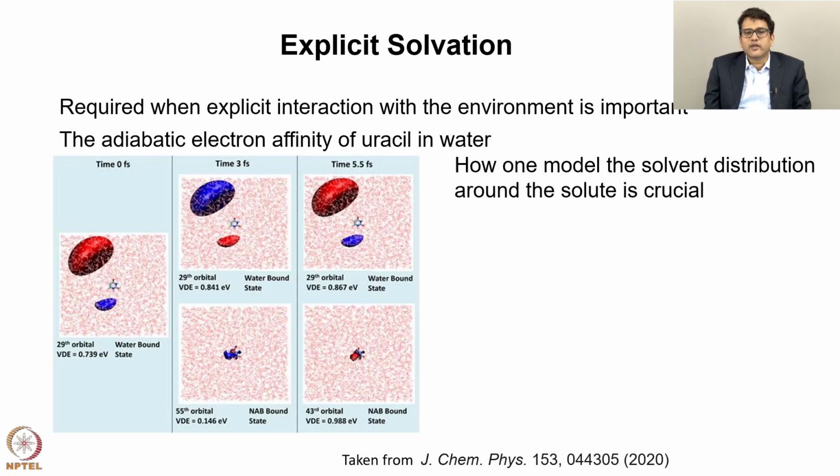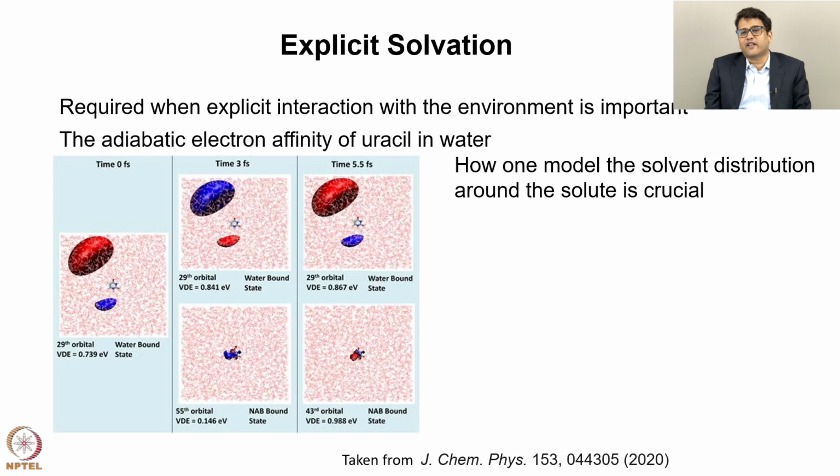Now in this case, because I am dealing with an anion, there is very strong hydrogen bonding of the anion with the surrounding water molecules. Not in the case of uracil, but in the case of certain nucleobases, there can be a proton transfer. Proton transfer from water is very unlikely, but if you have other solvents, like amino acids surrounding the nucleobases, there can be a proton transfer from the amino acid to the nucleobase. So how one models the solvent distribution around the solute is very crucial in these cases, and because there is an explicit interaction, sometimes proton transfer, this cannot be treated by an implicit description.